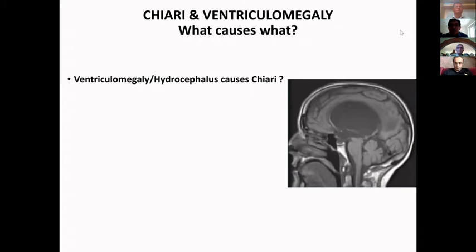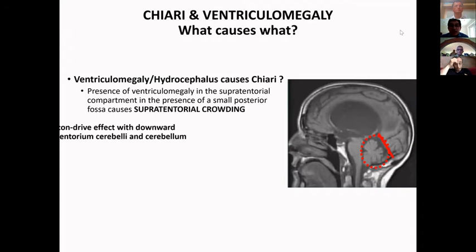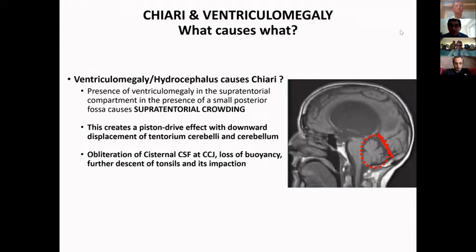So how is ventriculomegaly associated with the Chiari? Does ventriculomegaly cause the Chiari? There is some evidence that the presence of pressure within the ventricles causes increased downward push, like a piston drive effect, pushing the tentorium cerebelli and the cerebellum downwards. And of course, this then will obliterate the CSF flow at the craniocervical junction with loss of buoyancy and further descent of the tonsils and impaction. So that could be one mechanism for worsening of Chiari and syrinx.